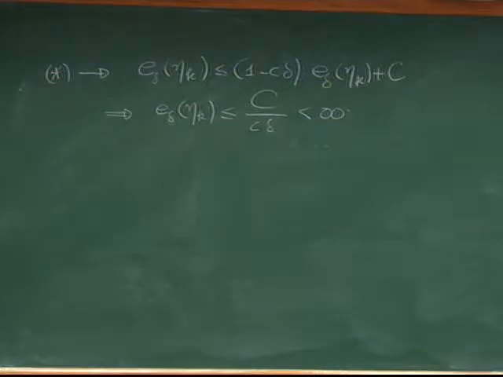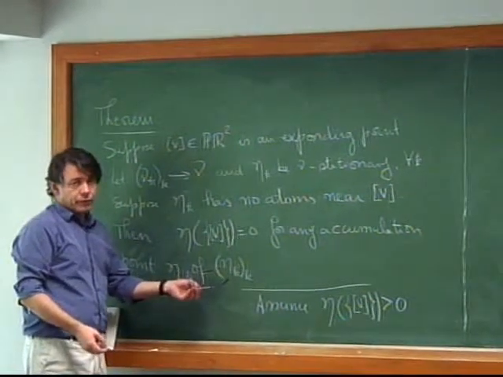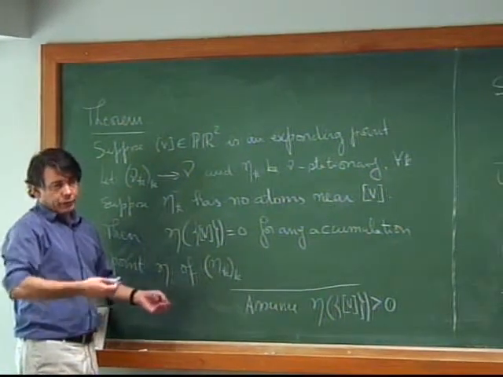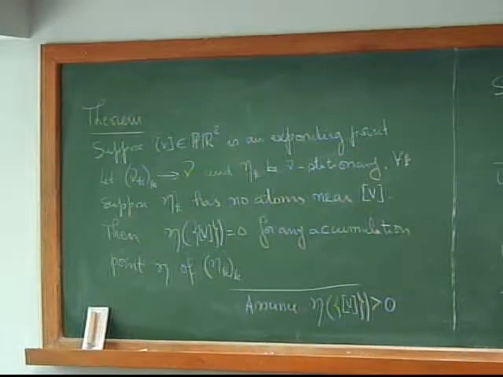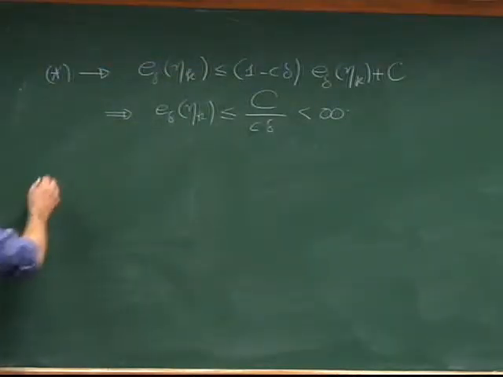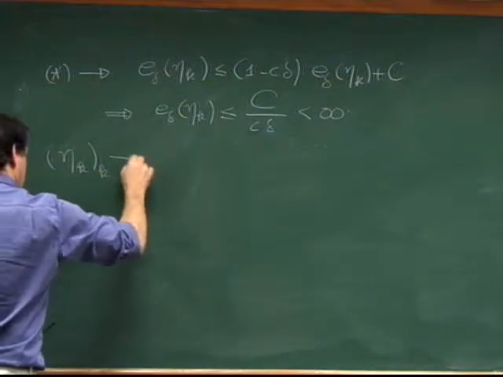Now, eta is an accumulation point for the sequence. Up to taking some subsequence or restricting to a subsequence, we may assume that eta k converges to eta.